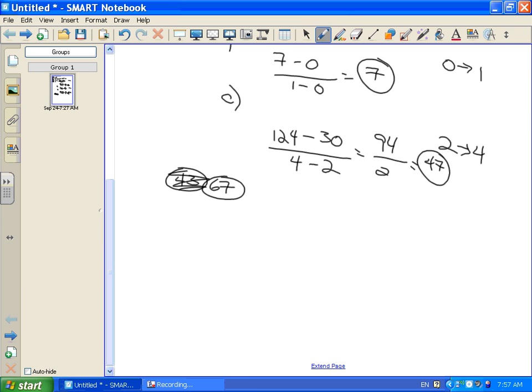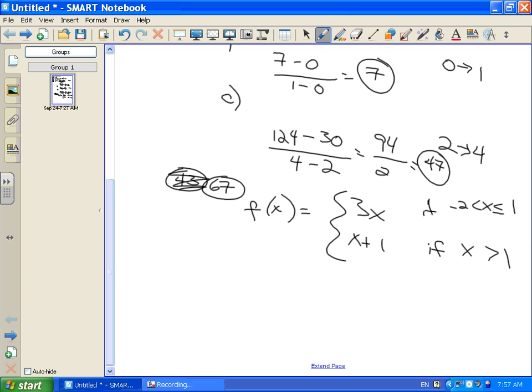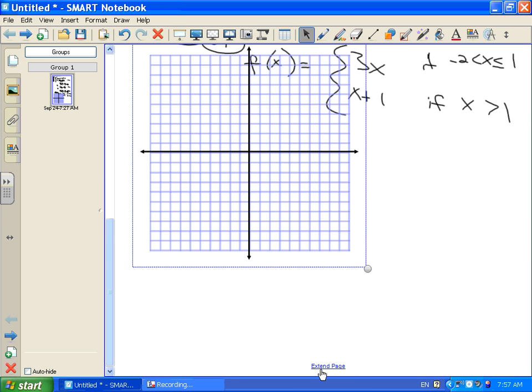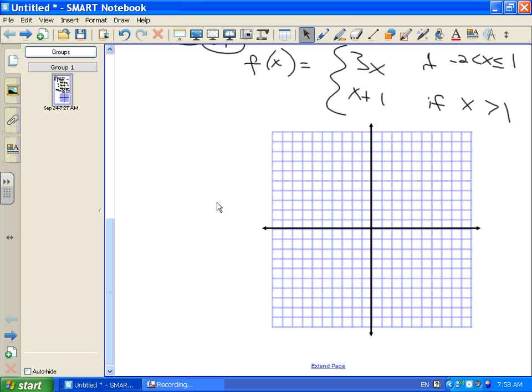All right, 67 has several parts to it, but first and foremost, we want to graph it. Okay, this first one, what kind of shape is that? Linear. Where is the y-intercept? 0. Slope?